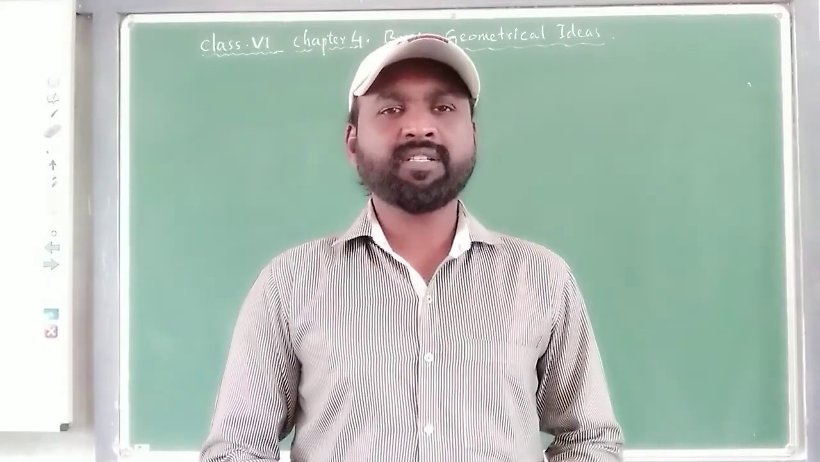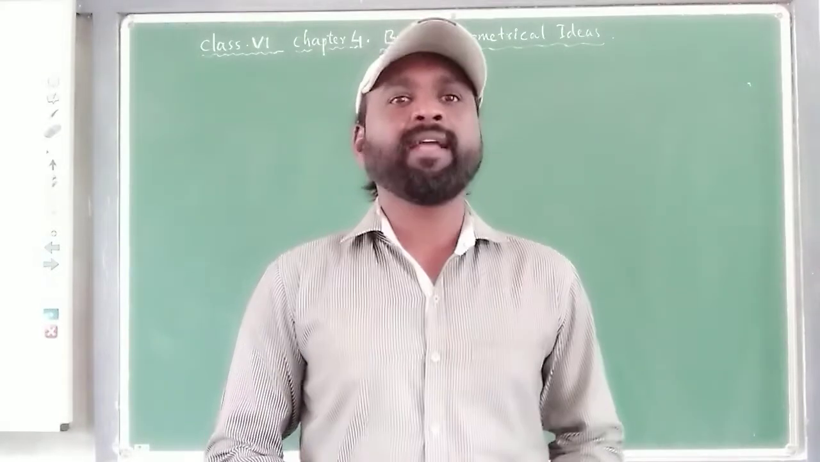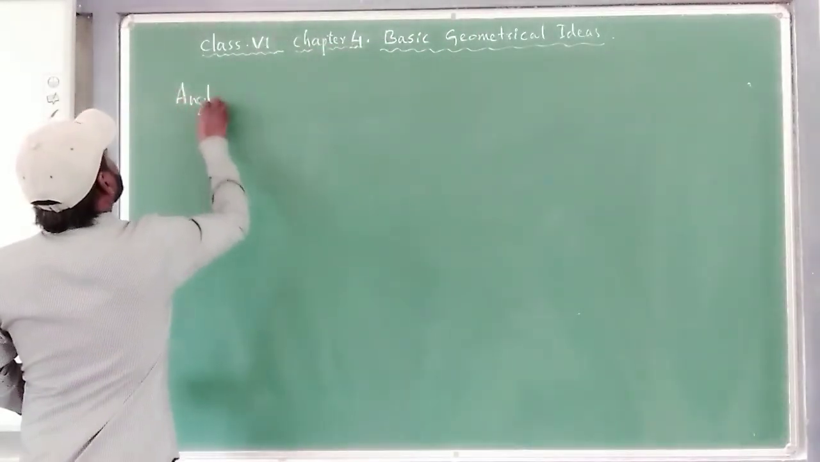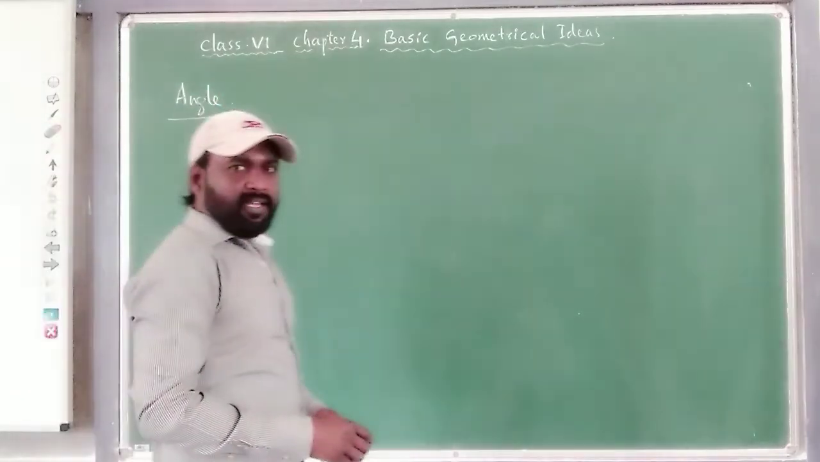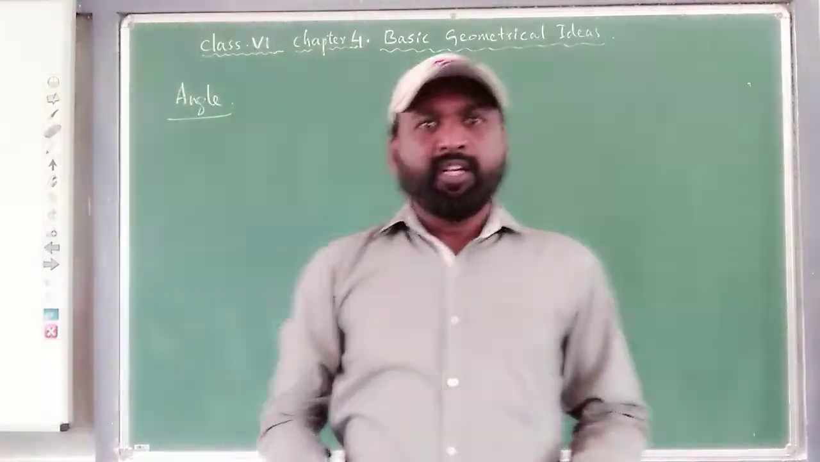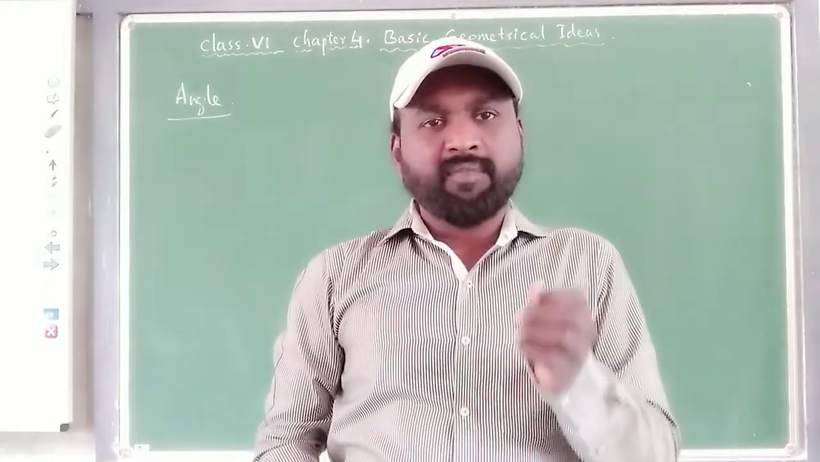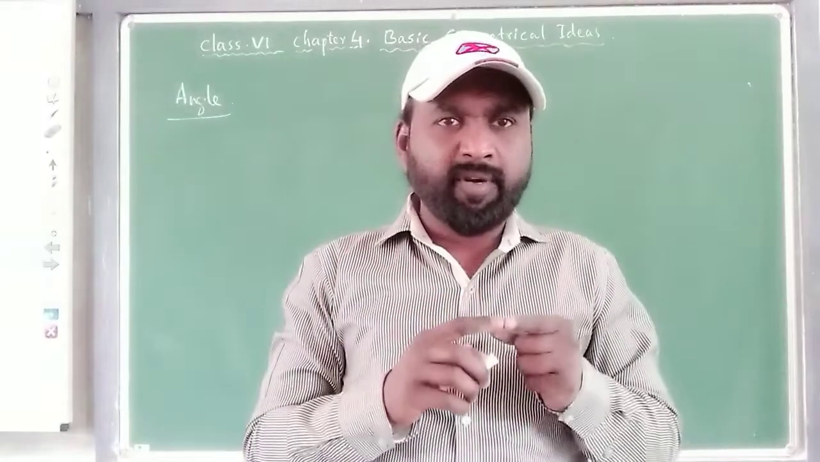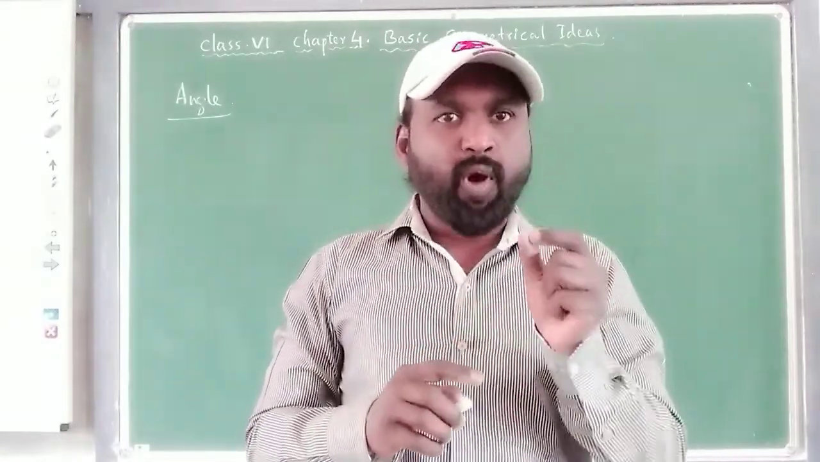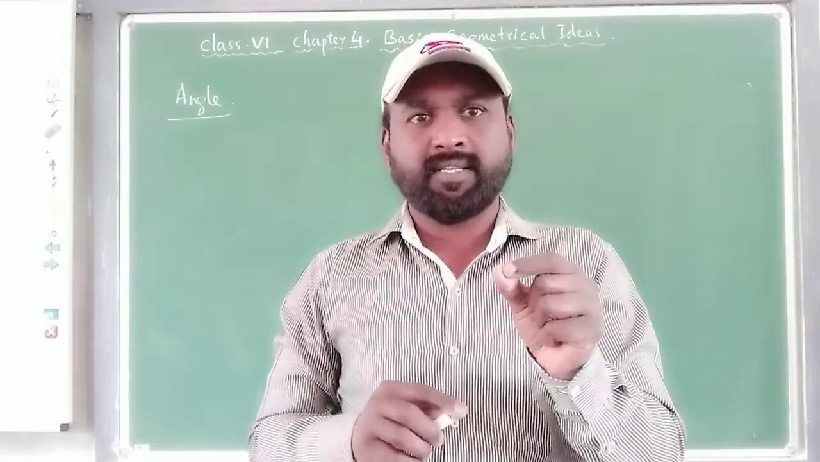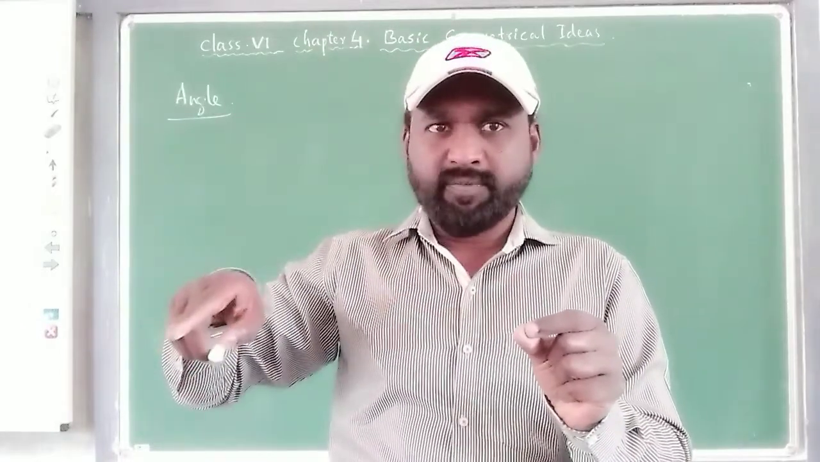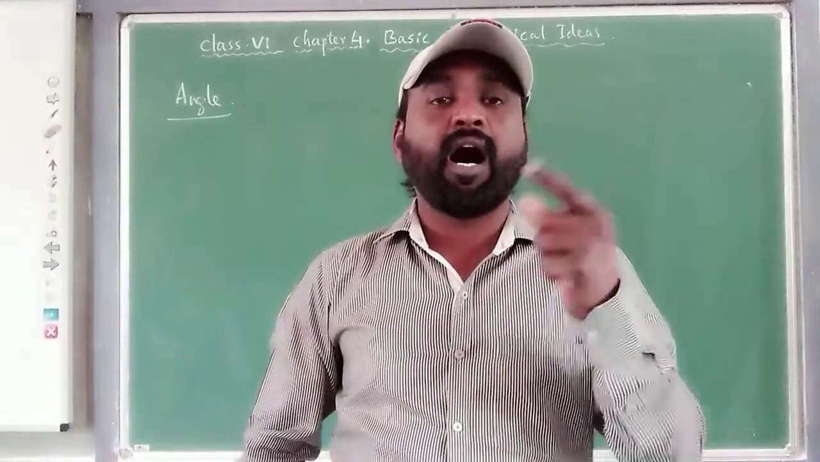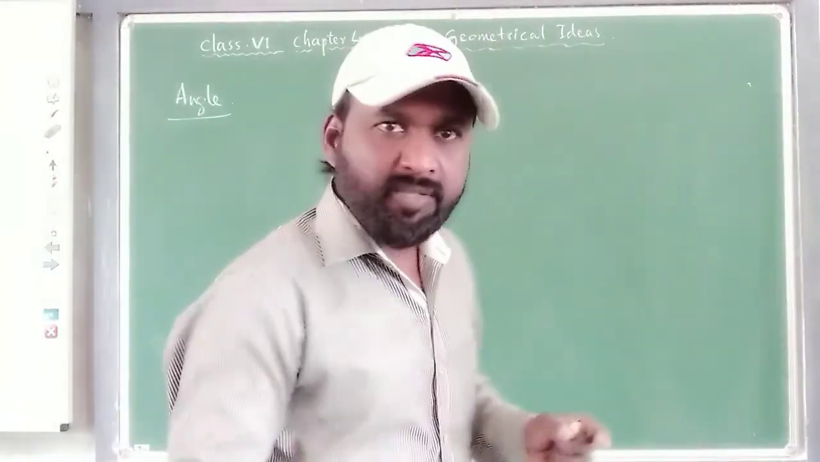Today we are going to discuss one more topic that is called angle. What is meant by angle? Let us see. An angle is made up of two rays which start from a common end point. The two rays are connected with a common point. That common point is known as the vertex. And the two rays which are starting from the same common point are called the arms of the angle.